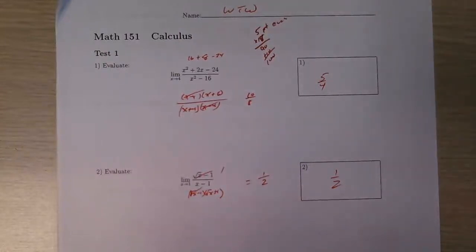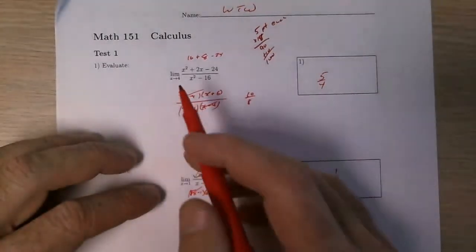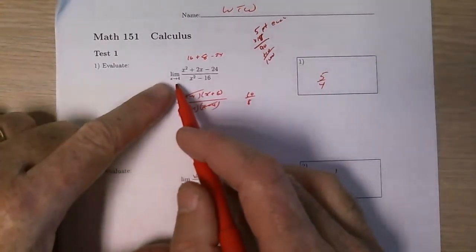All right, I want to take a look at this midterm for Calc 1, show you how we do the problems, and maybe talk about some of the things that went wrong. Problem number 1, limit as x goes to 4.